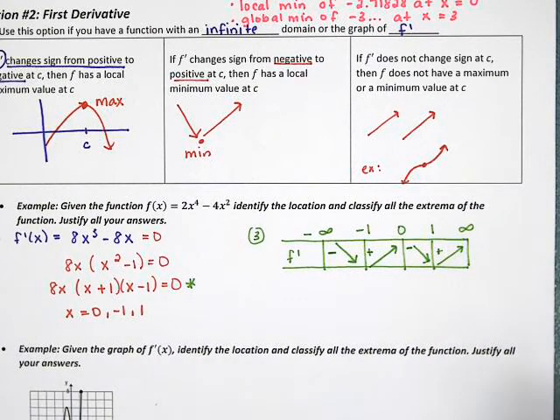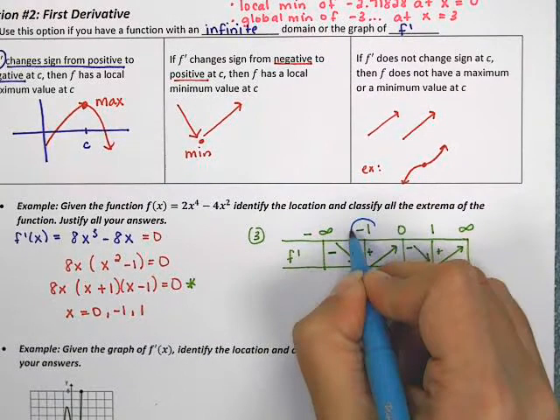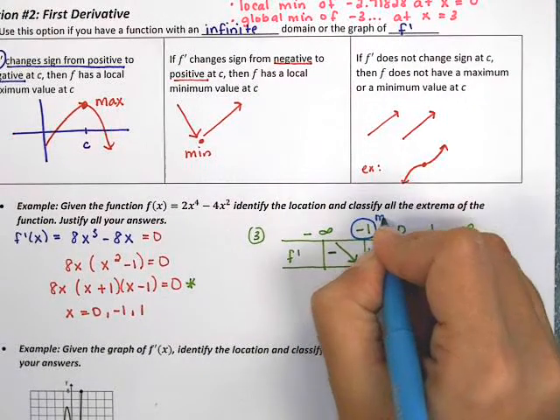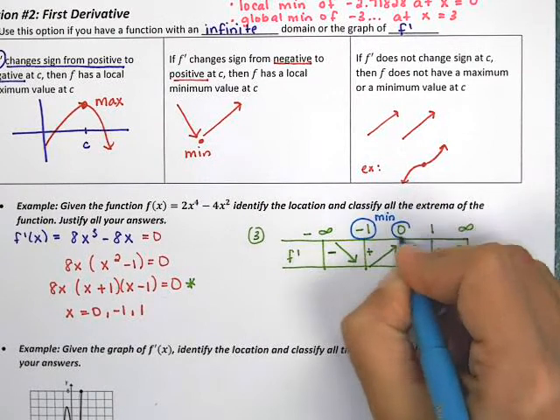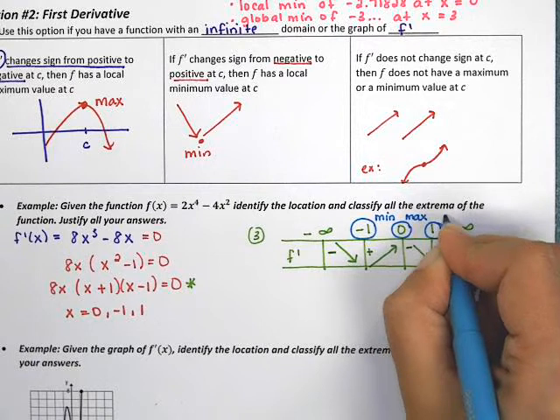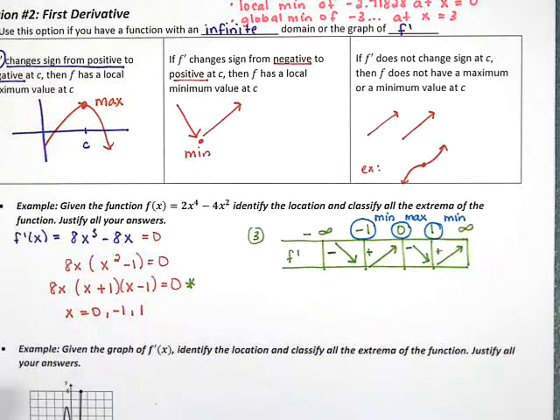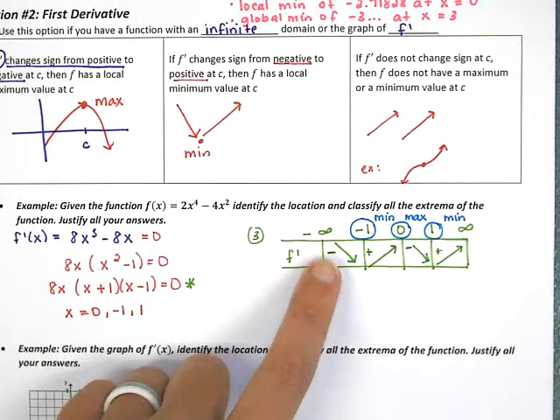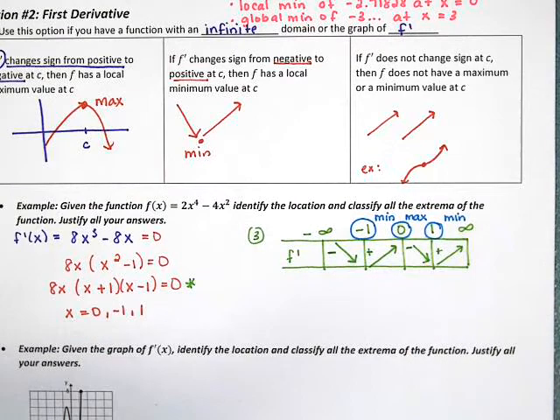Based on the sign changes in this graph, at first the graph changes from going downhill to uphill. So this is going to be a min. Then the graph changes from going uphill to downhill. So this is going to be a max. And then the graph changes from downhill to uphill again. This is going to be a min. You can literally visualize it by looking at the picture.